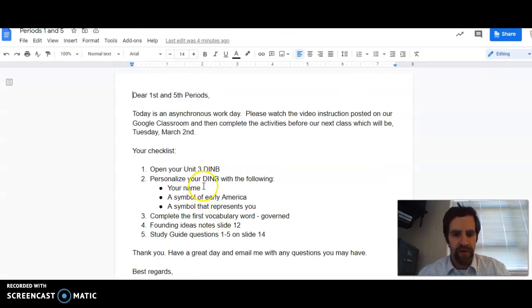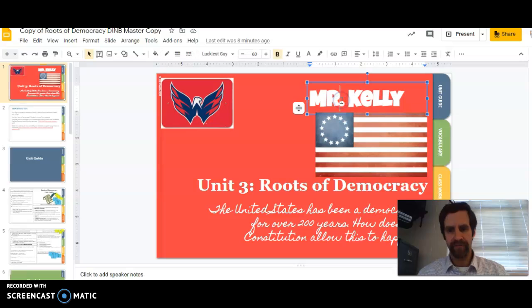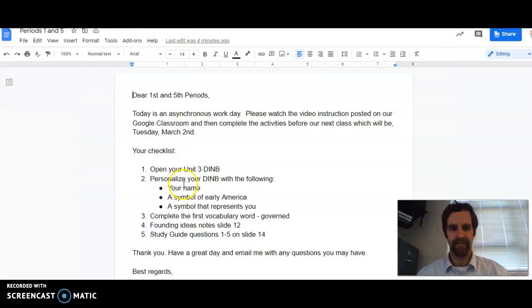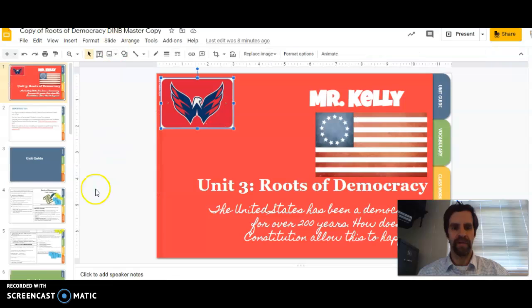That's item 1. I want you to personalize the cover with your name and a symbol that represents early American history. So that's 2 things. And then 3, a personal symbol. I want your name, a symbol of early America, and then a personal symbol up here. I chose my Washington Capitals logo, also because I like the Capitals and it blends in with the red background. So you do those things. Easy.